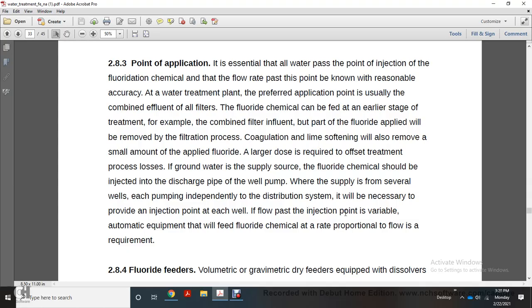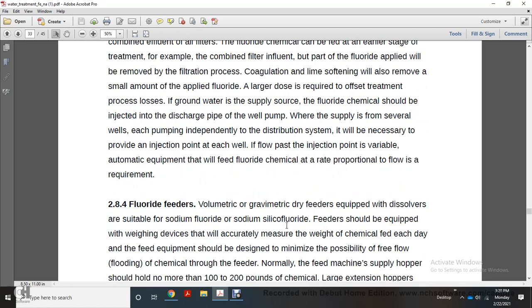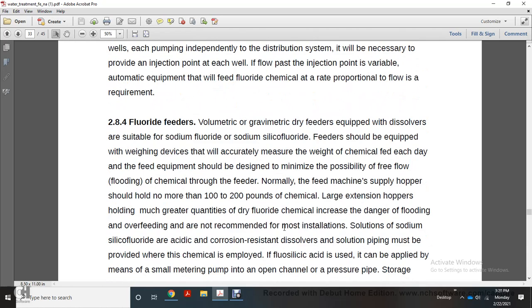At each well, the flow past the injection point is variable. The automatic equipment will feed fluoride chemical at a rate proportional to the flow requirement. Fluoride feeders: volumetric or gravimetric dry feeders equipped with dissolvers, suitable for sodium fluoride and sodium silicofluoride.